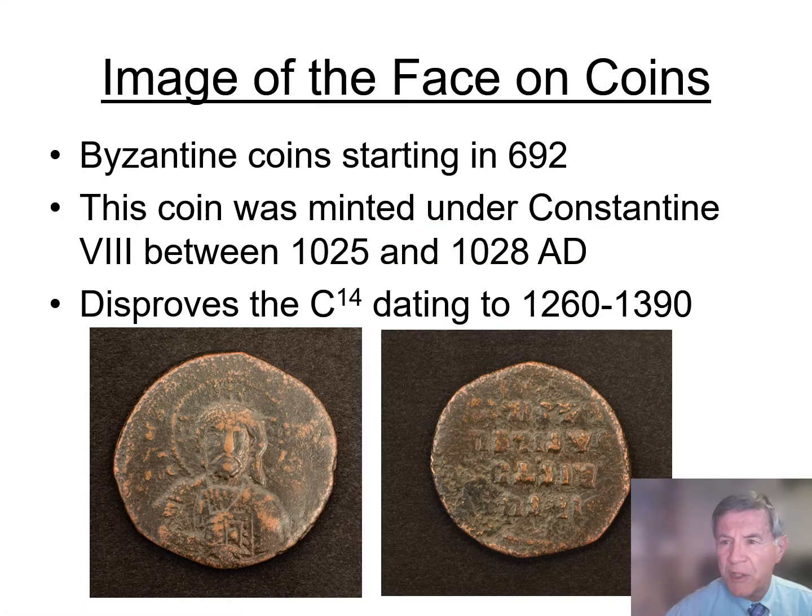This is a bronze Byzantine coin that I own. Experts date this coin to 1025 to 1028 AD in the reign of Constantine VIII. On the left is the image of the face from the Shroud of Turin. The back of this coin, shown on the right, identifies who the image is on the front of the coin. It identifies him as Jesus Christ, King of Kings, in capital Greek letters. These early coins also contradict the carbon dating of the shroud to 1260 to 1390 AD.